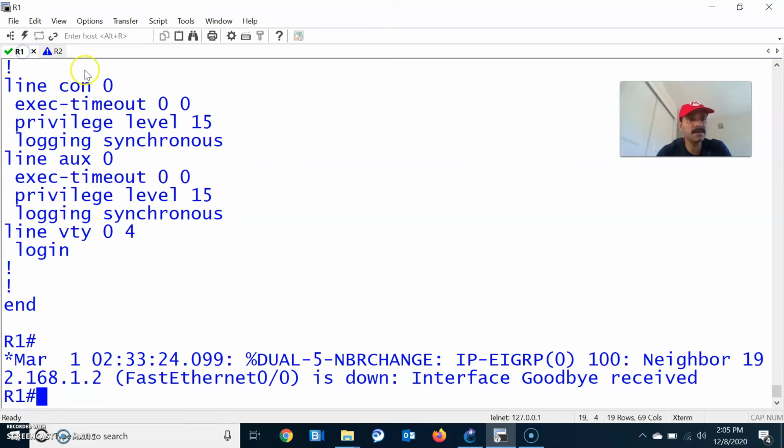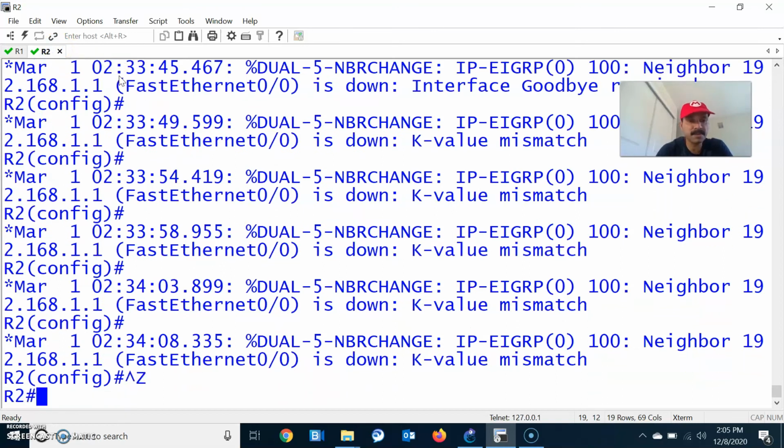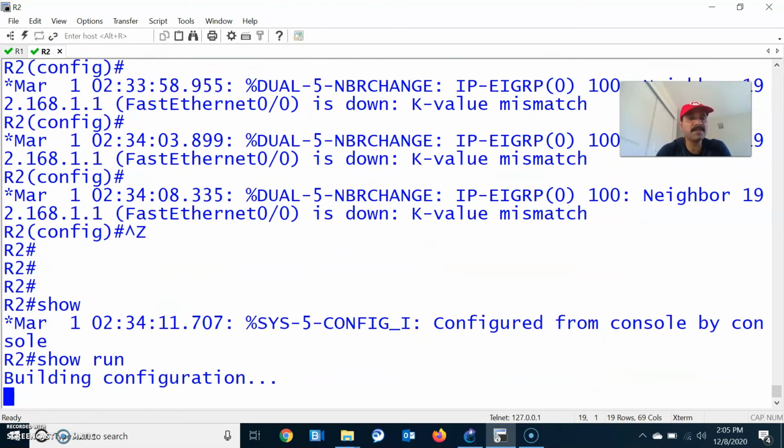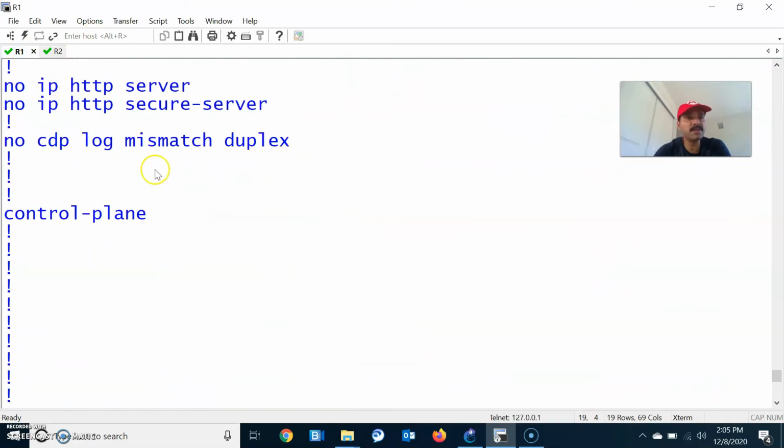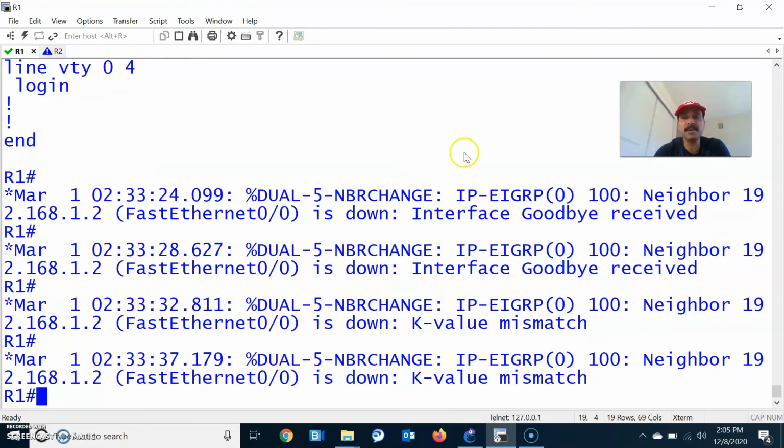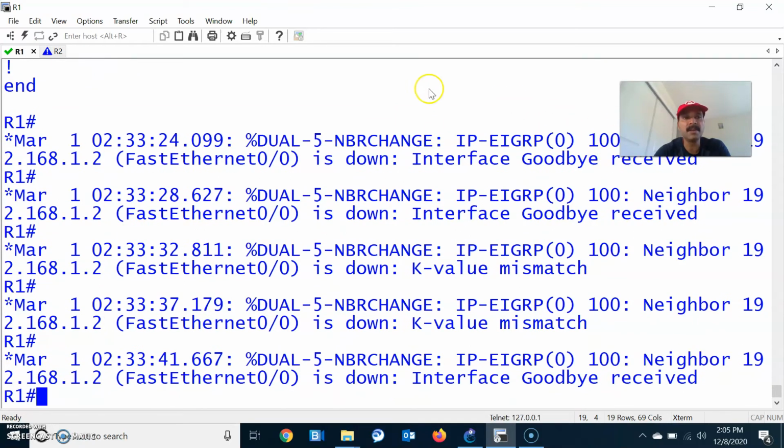So go to R1 and check in R2. Go to R2, show run configuration. So on R1 I have not configured any metrics, so it always takes the default metrics. That means K1 is 1 and K3 is 1. K1 is for bandwidth and K3 is for the delay. So bandwidth and delay are always on by default in R1.